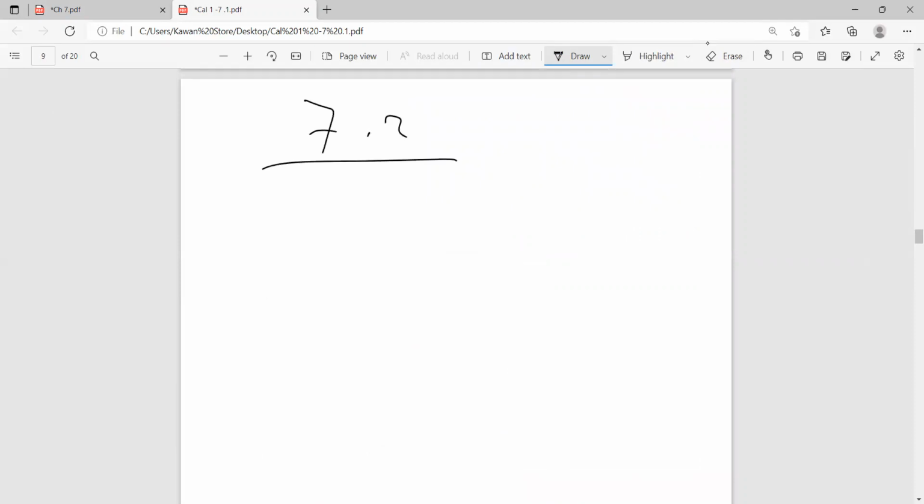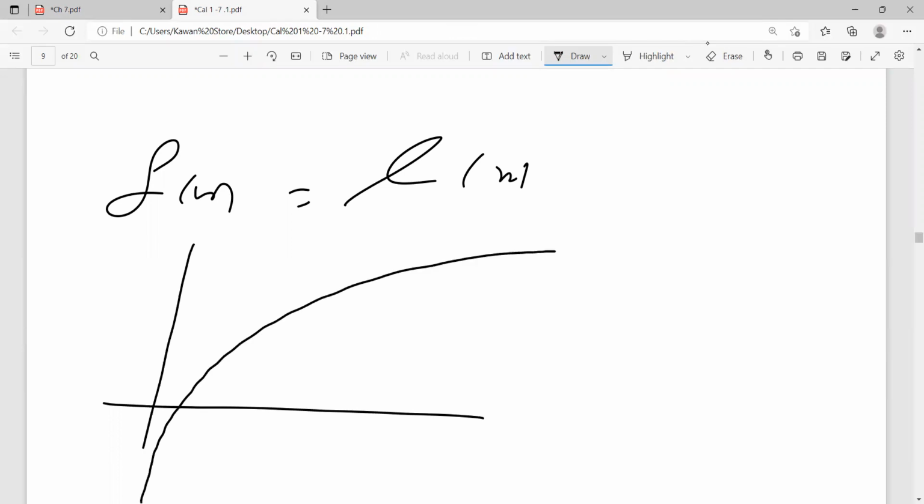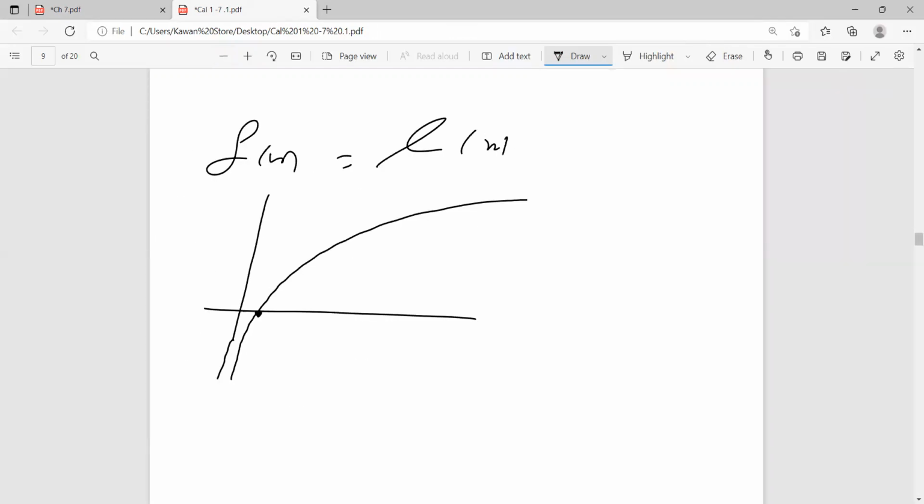7.2, natural logarithm. So I have f of x is equal to what? We say ln of x. Okay, now the graph. The graph is like that. We have this line, ln is like that. It's going somewhere else. Here, this point is very important. With what? With 1 and 0. That one is the function ln of x, you know, from the graph.